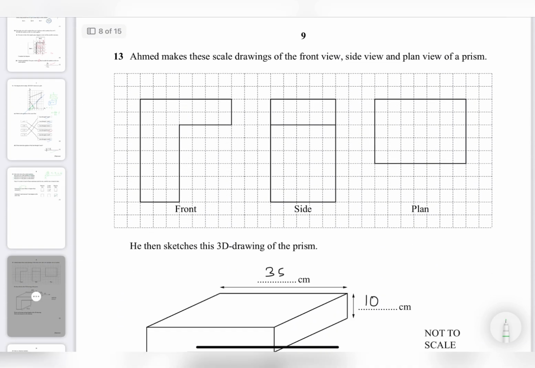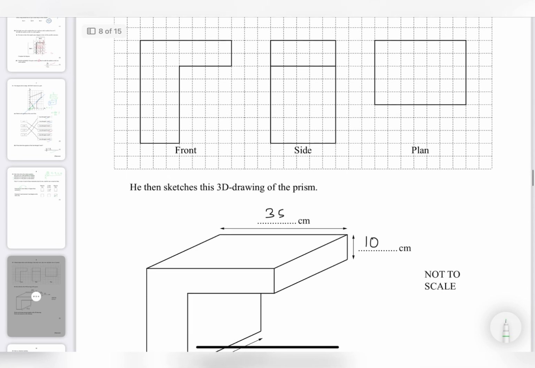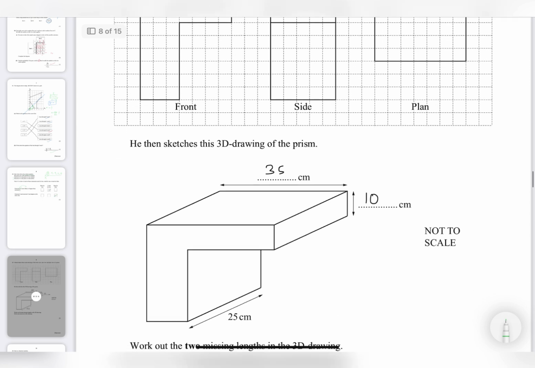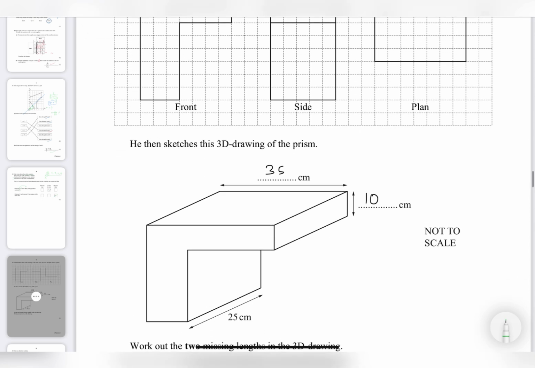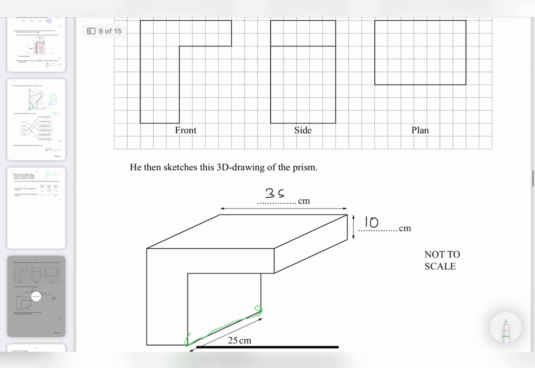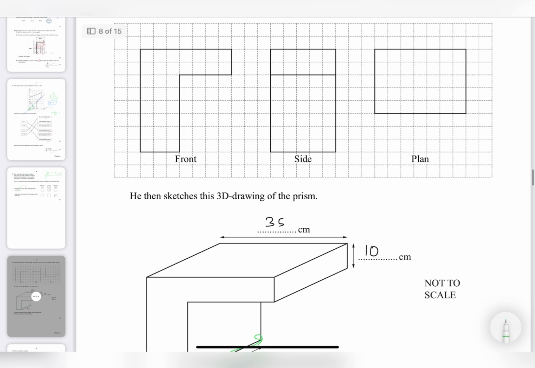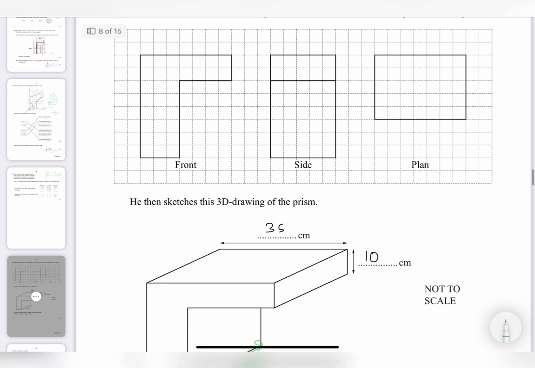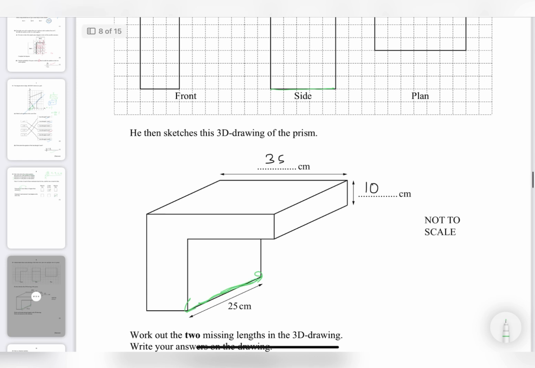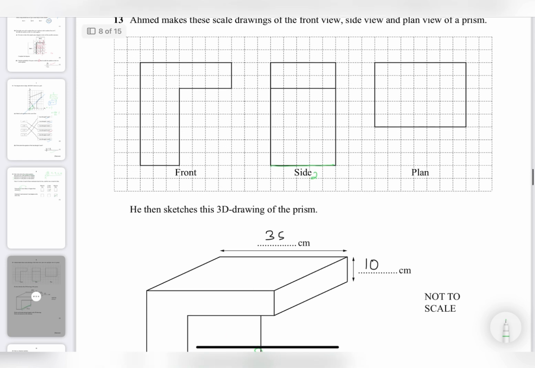Ahmed make these scale drawings of the front view, side view, and plan view of the prism. He then sketches this 3D drawing of the prism. Alright, work out two missing lengths in the 3D diagram. So see, this length is 25 centimeter. Alright, okay. Now, as you can see, we can see this from the side view. This length, see, this length is 25 centimeter.